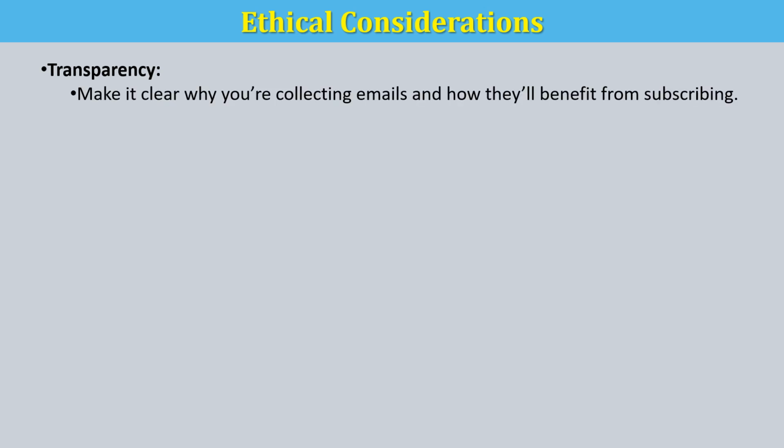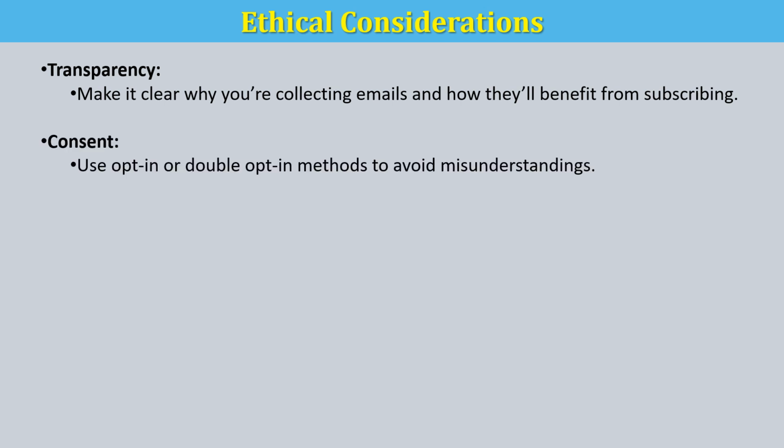Ethical considerations, transparency. Make it clear why you are collecting emails and how people will benefit from subscribing. Users should know exactly what they are signing up for. Transparency builds trust and prevents misunderstandings. Consent: use opt-in or double opt-in methods to avoid misunderstanding. A double opt-in sends a confirmation email to ensure users genuinely want to subscribe. It is a simple step to improve your list quality.